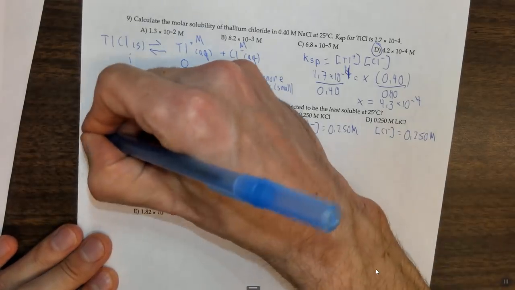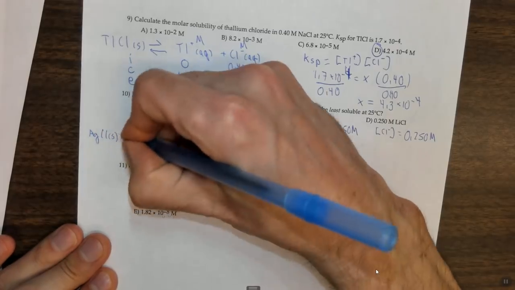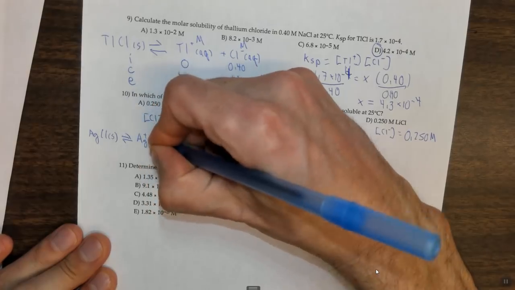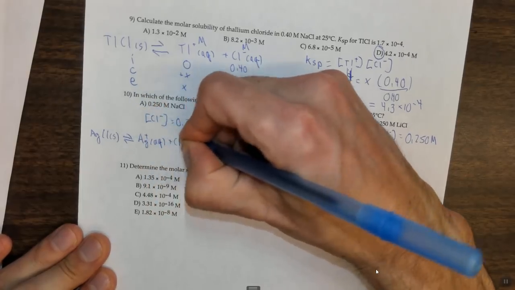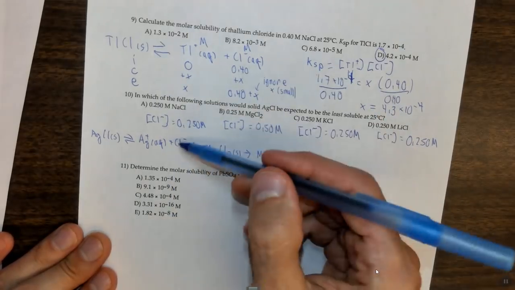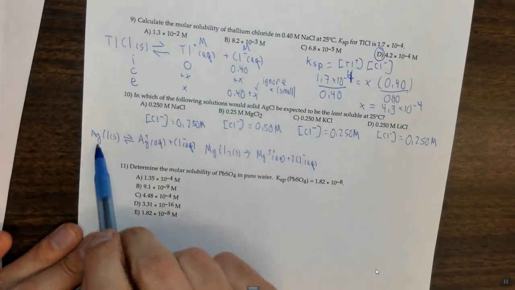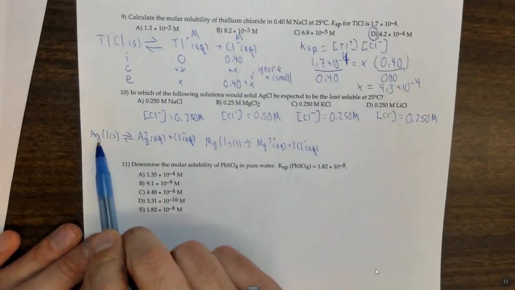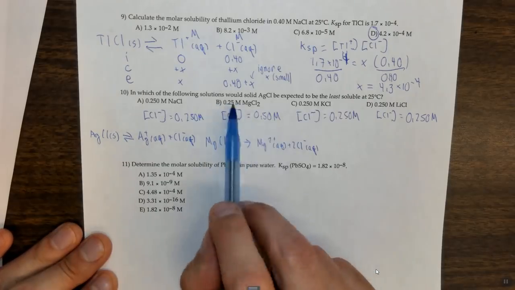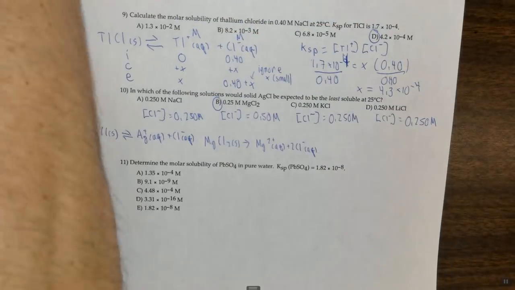Because remember, the common ion effect is that if we have AgCl solid in equilibrium with Ag plus aqueous and Cl minus aqueous, the more Cl minus that we have in solution, if you think about Le Chatelier's principle, the more we're going to form the solid, and therefore the less soluble the solid is going to be. So in this case, we have twice as much Cl minus, so we're going to have decreased solubility. So this is choice letter B.